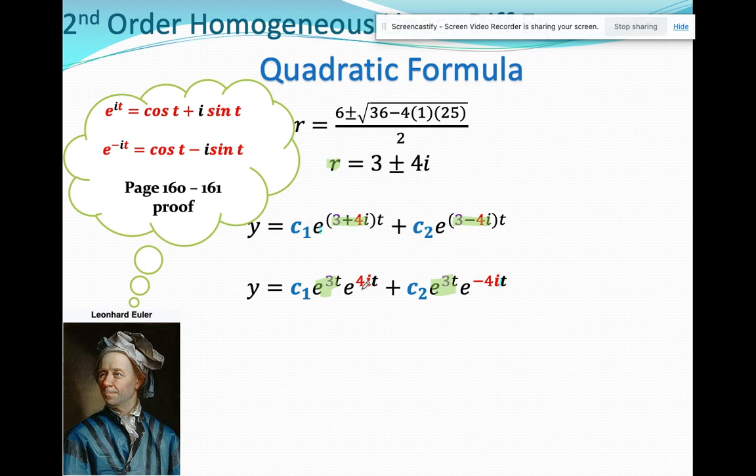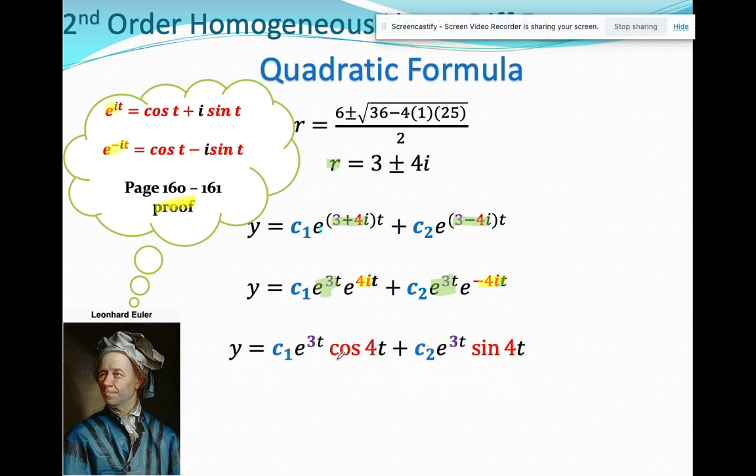And then I get times e to the 4i and e to the negative 4i. But Leonard, good old Leonard, e to the it and e to the negative it, he proved, and it's not a difficult proof to follow, that that equals cosine t plus i sine t and cosine t minus i sine t. So that's where the formula comes from, right?